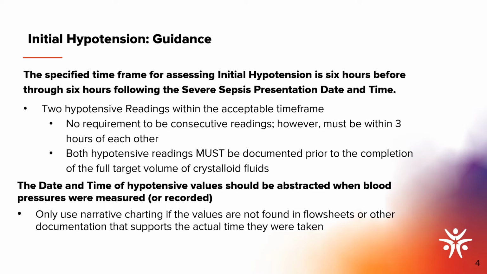Keep in mind that in order to answer value 1, yes, to this data element, the definition of hypotension requires that both hypotensive values must occur prior to the completion of target ordered volume of crystalloid fluids. When abstracting blood pressures for this measure, the priority source is when the blood pressures were taken or recorded. A narrative note should only be used if the documentation supporting when they were actually taken cannot be found.